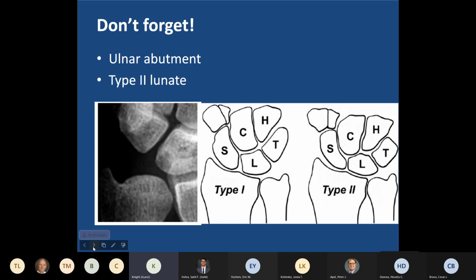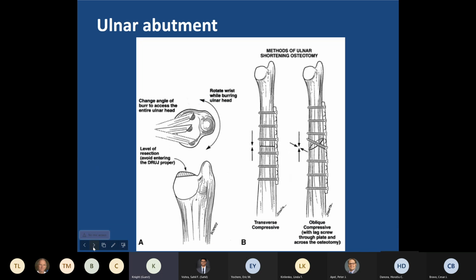Of course, you can certainly see cystic change, but you always think about ulnar abutment, ulnar impaction, and you can see the cystic change there in the lunate, and you want to address that. Next. So certainly, shortening or a wafer procedure even can be done arthroscopically. Next.